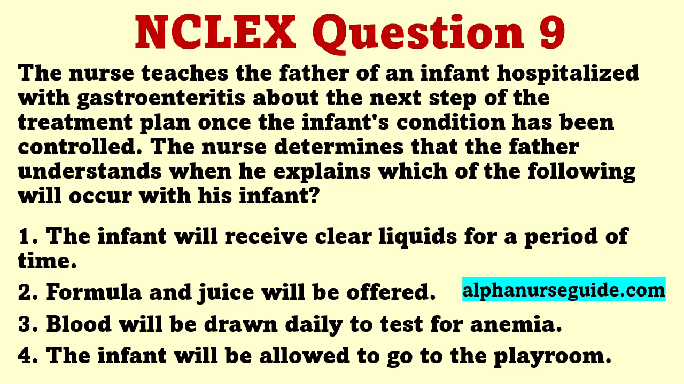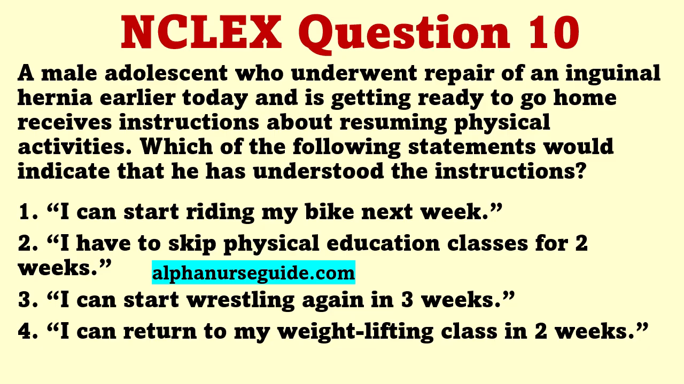A male adolescent who underwent repair of an inguinal hernia earlier today and is getting ready to go home receives instructions about resuming physical activities. Which of the following statements would indicate that he has understood the instructions? 1. I can start riding my bike next week. 2. I have to skip physical education classes for 2 weeks. 3. I can start wrestling again in 3 weeks. 4. I can return to my weightlifting class in 2 weeks.